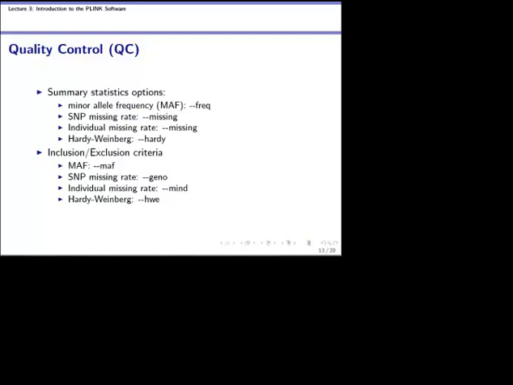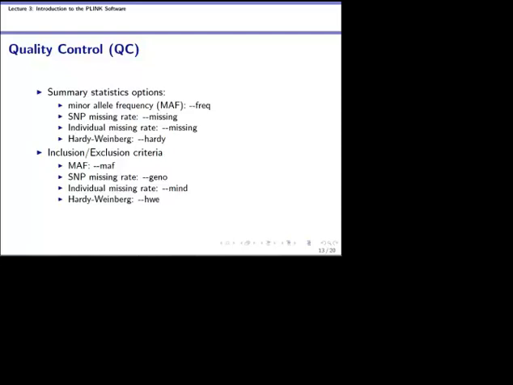the threshold for that. You can also easily calculate summary statistics: the minor allele frequency of the SNPs, SNP missing rates, individual missing rates, as well as Hardy-Weinberg. So you can get summary statistics where it prints all this information out for each SNP or each individual. And this is what you use to do quality control to exclude individuals from the analysis based upon missingness, or minor allele frequency, or an individual missing rate, or Hardy-Weinberg.